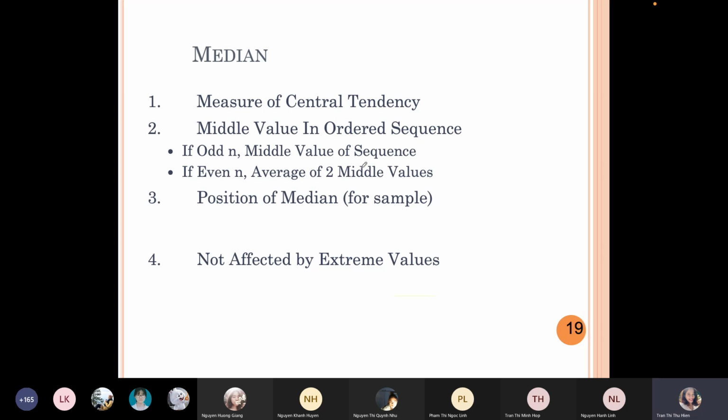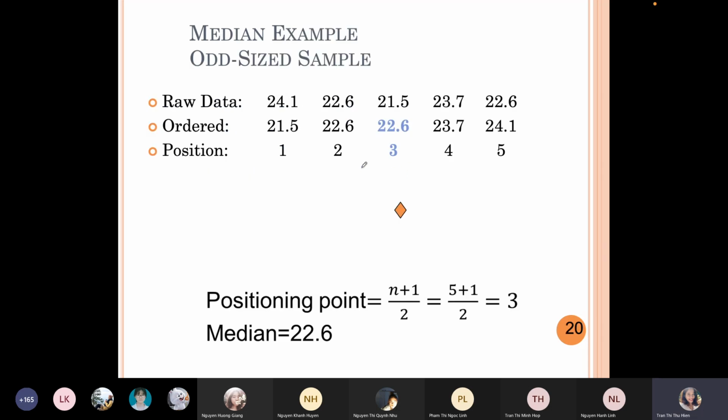Okay, so we have an example here. For the raw data, we have 5 observations, and the size of the data here is 5, which is an odd number. For the first step, you have to order the data from the smallest to the biggest, or greatest, the largest.